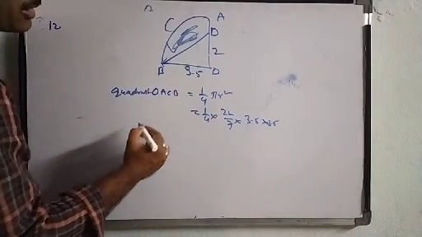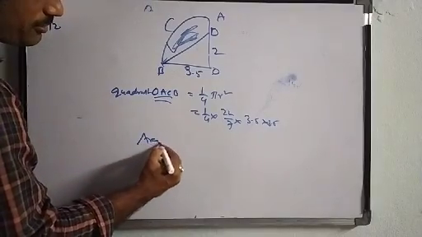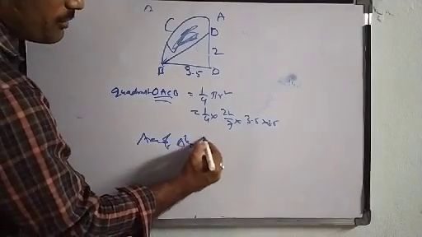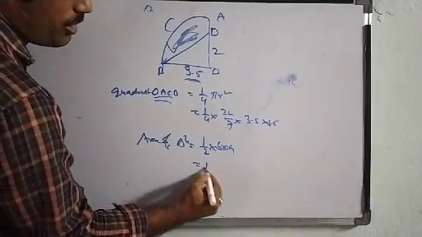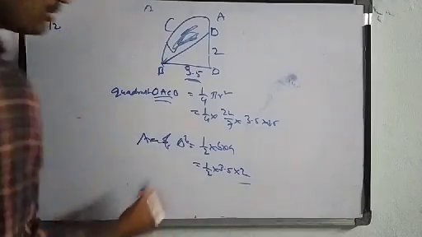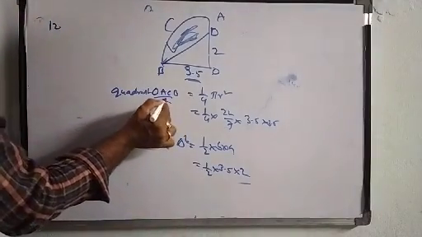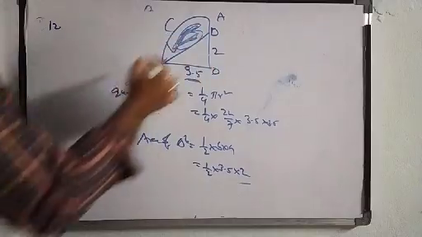So the area of the shaded region is nothing but area of the quadrant answer minus area of triangle. So area of triangle is half into base into height. So base is 3.5, half into 3.5 into height is 2. Then subtract the quadrant answer minus the triangle answer, and you will get the area of the shaded region answer.